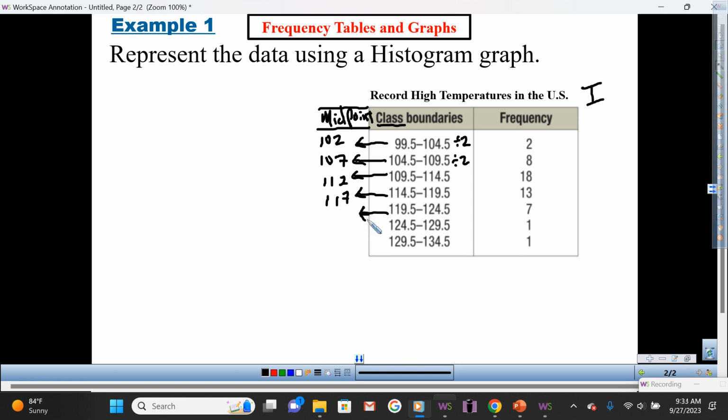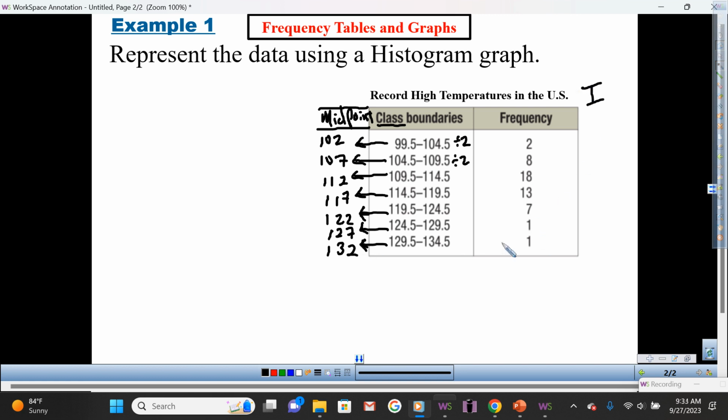How about the next one, Clarissa? What'd you get? 122. And I don't know if you saw a pattern. Look up really quick. 102 to 107, that's plus 5, right? And then 112, and then 117, so that means the next one is what? 127, and it ends in 132.